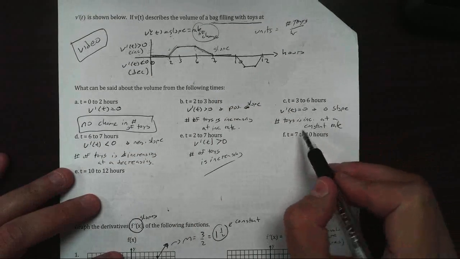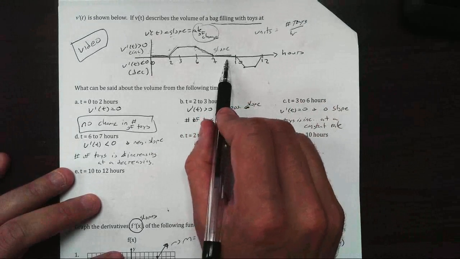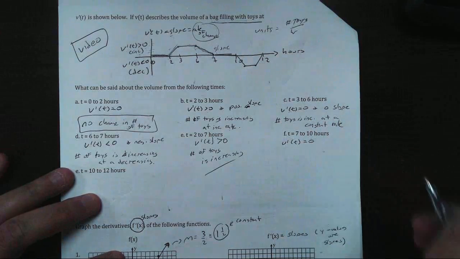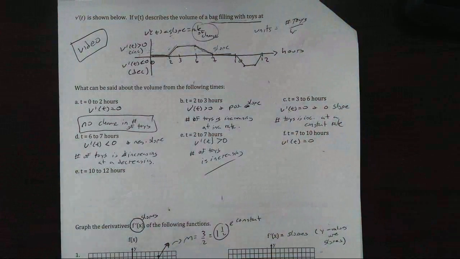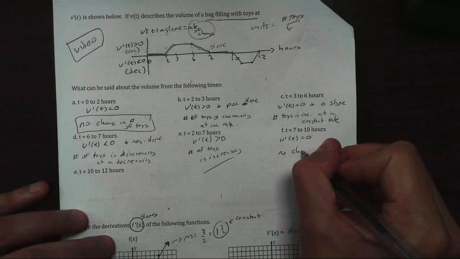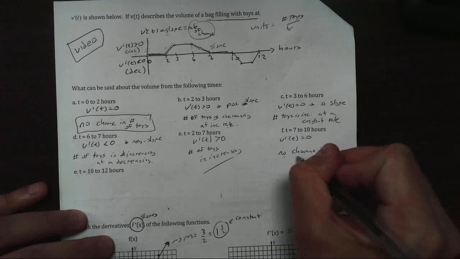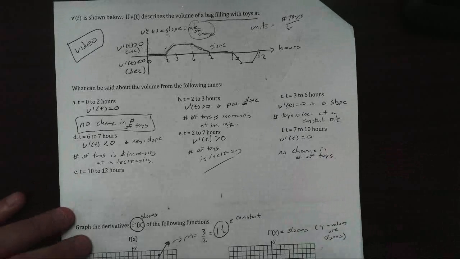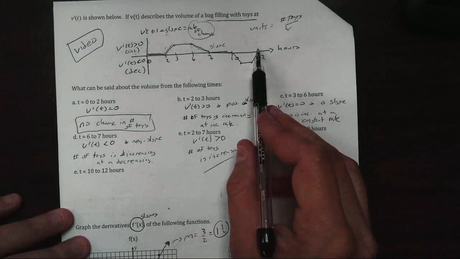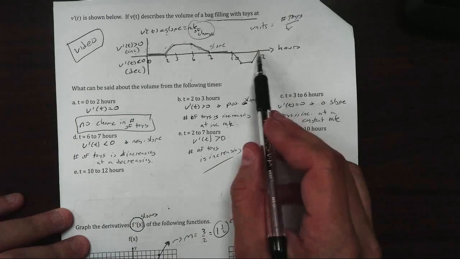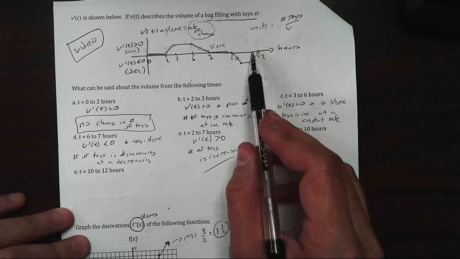So, what happens between t equals 7 and t equals 10 hours? Well, once again, my velocity is 0. My v prime of t is 0. My rate of change is 0. And again, there is no change in the number of toys. So then what happens between 10 and 12 hours? Oh no! You were robbed! Well, you were just bad, and Santa had to come back in and get all the toys.